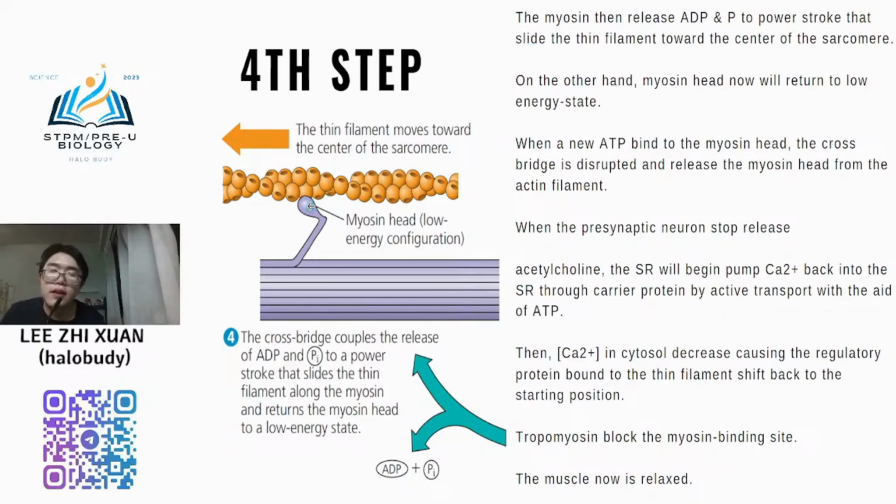So just now I said push and pull, right? You cannot use push and pull. You need to use slide the actin filament toward the center of the sarcomere.